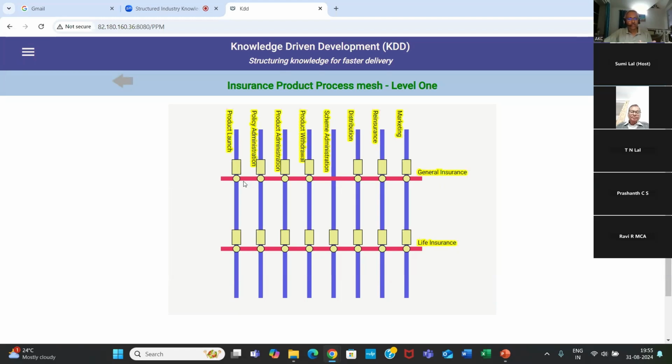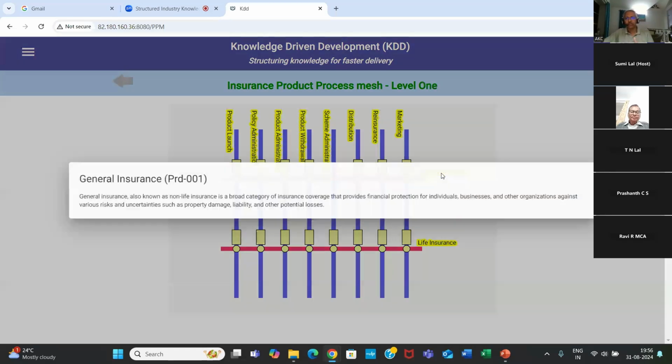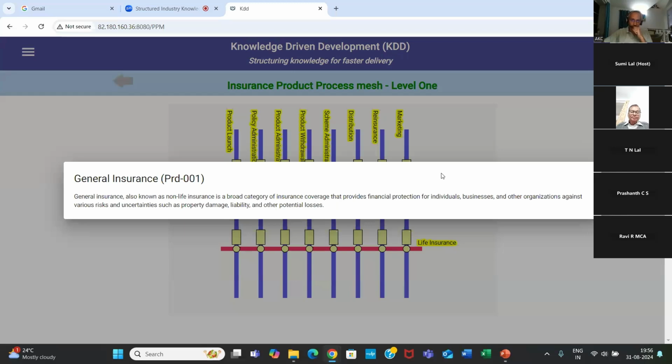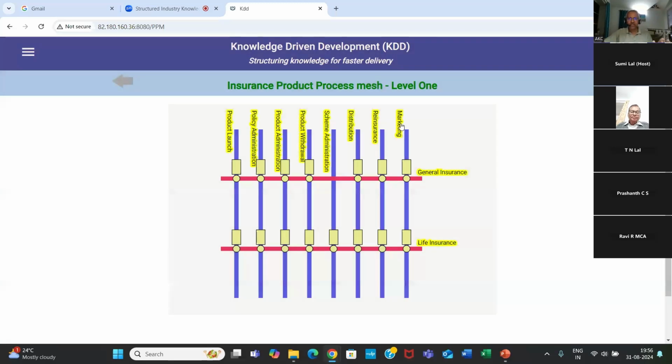And all these are cross sections, the nodes on which the knowledge is there. And all of these are clickable, right? So when you click, it will tell you what general insurance is all about. You can click any process, it will give you that information as well. You will see there's no node here, because scheme administration is not valid for general insurance. So where it is not applicable, that will not be there. Otherwise, it's all there. And whatever is in yellow, that means you can drill down below that, right? And all these are different containers.